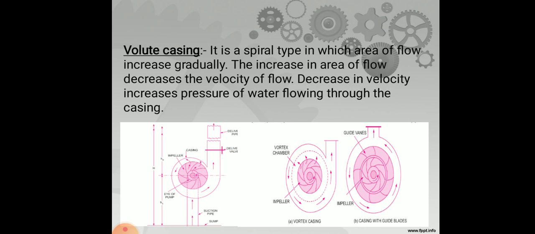Volute casing. It is a spiral type in which the area of flow increases gradually. The increase in area of flow decreases the velocity of flow. The decrease in velocity increases the pressure of water flowing through the casing. In the figure, three types of casing are available. First is volute casing, second is vortex casing, and third is casing with guide blade.